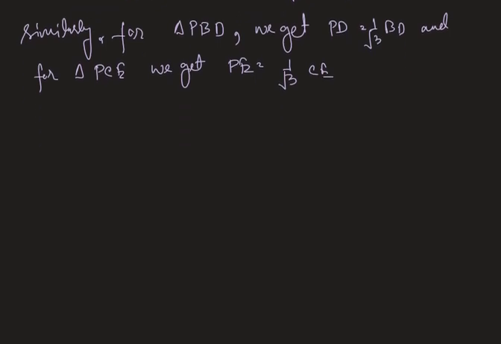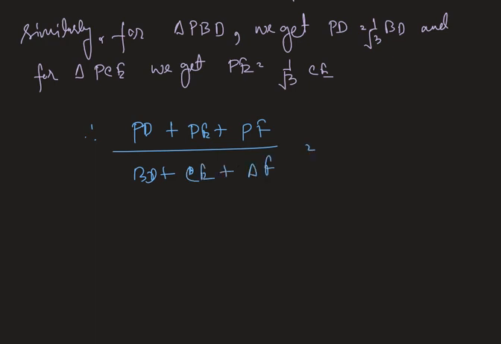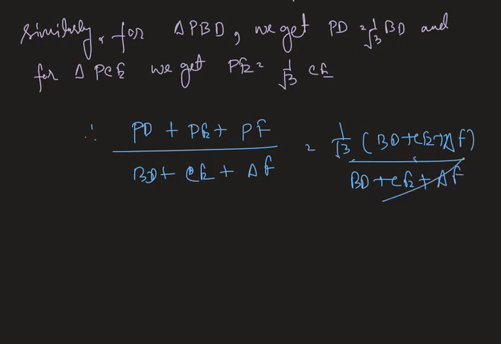तो अब हम कह सकते हैं कि जो रेशियो हमें पूछा गया है, दैट इज PD plus PF plus PE divided by BD plus CE plus AF is nothing but 1 by root 3 (BD plus CE plus AF) whole divided by BD plus CE plus AF, which reduces to 1 by root 3. Therefore, the value of the ratio is 1 by root 3.